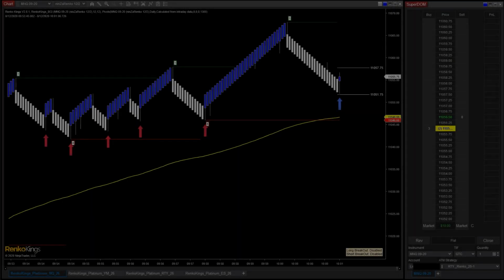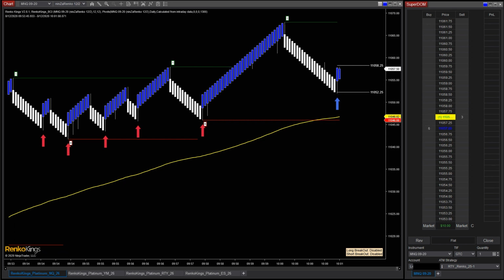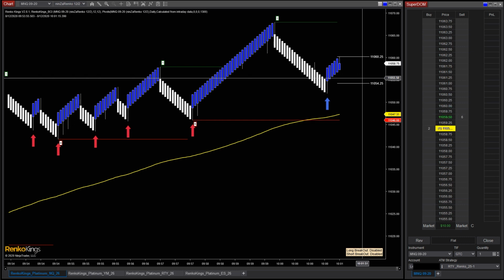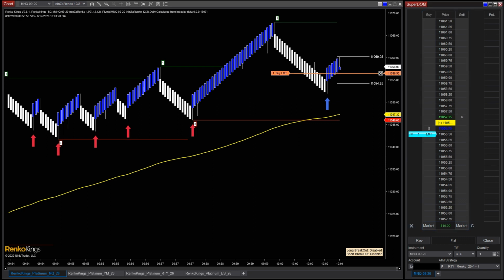MNQ trade alert. MNQ, buy signal 2. Order submitted. Order filled.